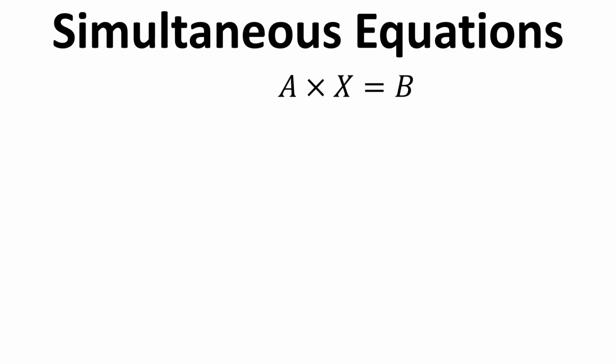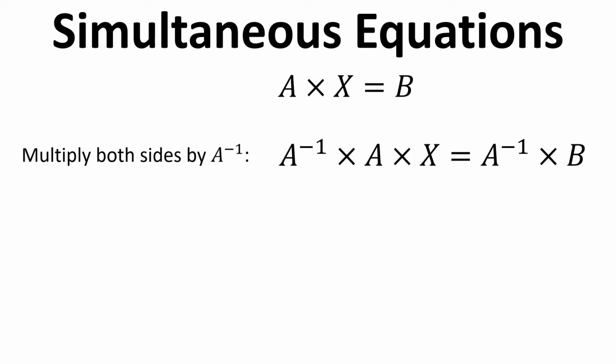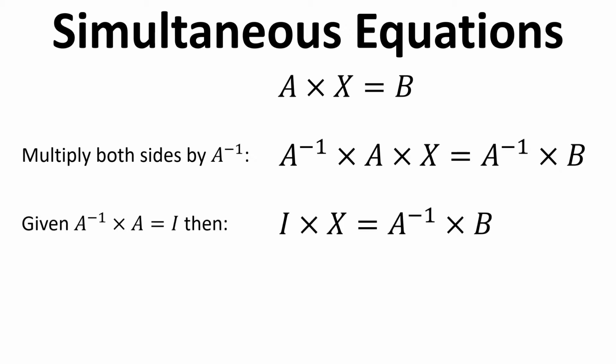Okay, so now that we've got this equation, we can rearrange it in order to work out the answers for x and y. First thing we do is multiply both sides by the inverse of matrix A. And given that the inverse of matrix A multiplied by A is the identity matrix, we can just simply write I times x equals A to the minus 1 times B.